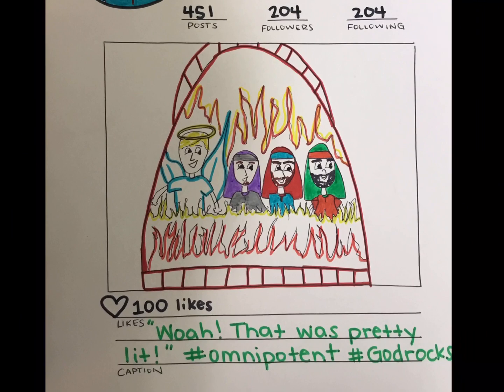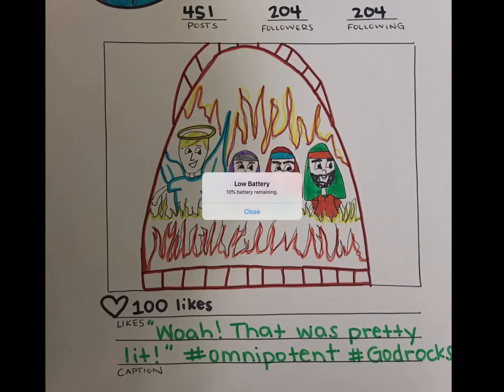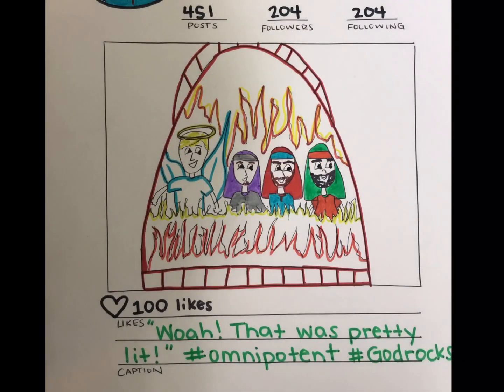And then the last thing you need to include are 2 hashtags. If you want to do more than 2, you can, but you need at least 2. And these also need to be related to our Bible story. So since when we were learning about Shadrach, Meshach, and Abednego, we learned about how God is all-powerful, I put hashtag omnipotent. And I also just put hashtag God rocks because he was able to save Shadrach, Meshach, and Abednego from the fiery furnace.